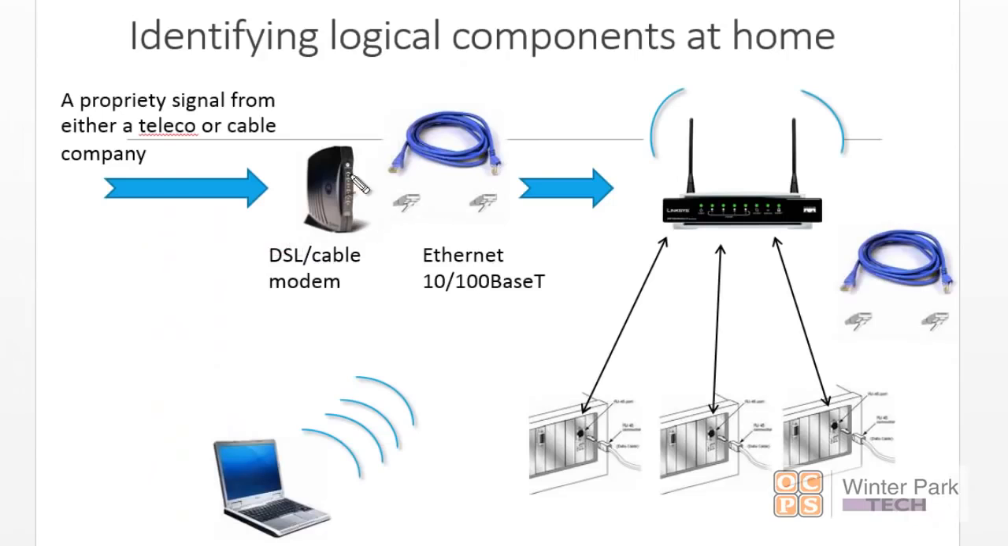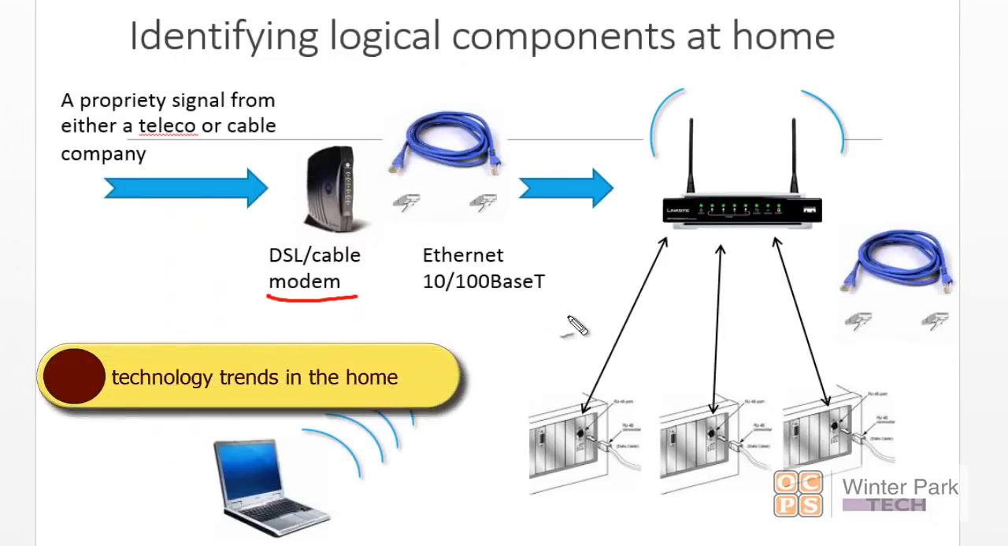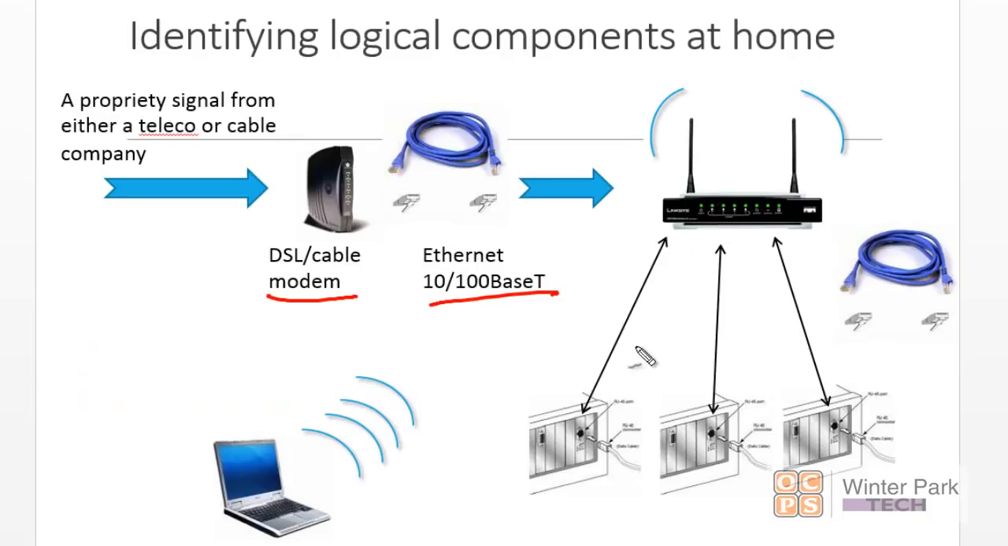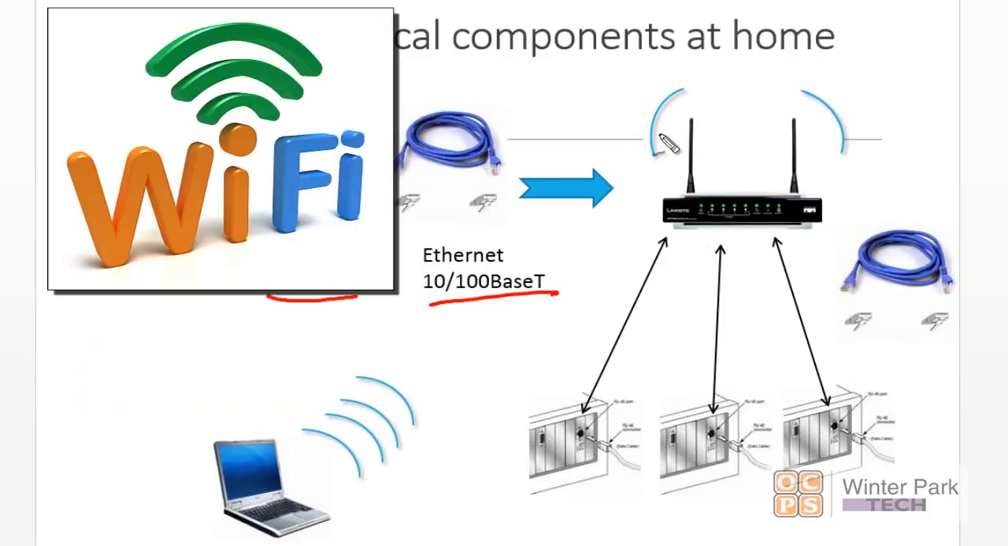So here we are back with a home network. And let's talk quickly about some of the trends that are taking place. If you'll notice, we've got our DSL modem cable, we've got our Ethernet that connects between the ISP device and our home router. And then we would have computers connected up to the switch. But today we're really moving to wireless.